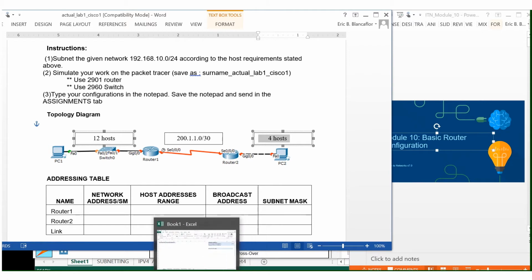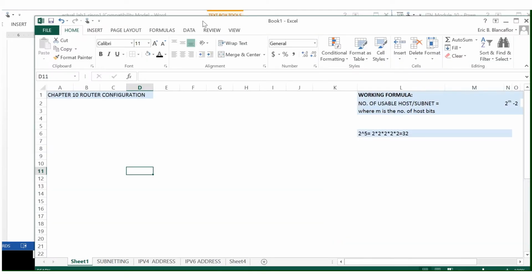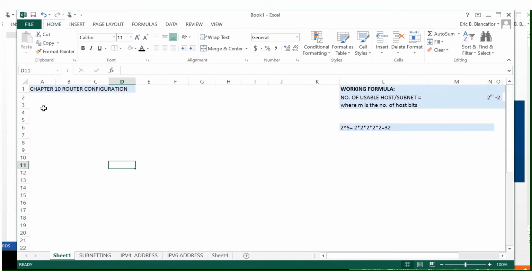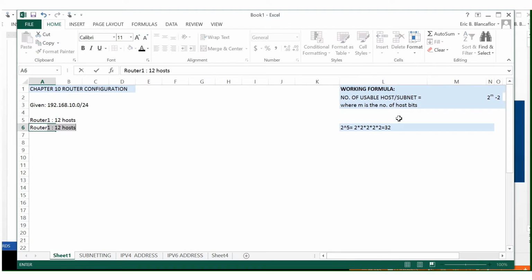So I'll have my work area here. Okay, Excel. Again, subnetting is discussed in Module 11. So let's start. We start with the given. So our given is 192.168.10.0/24. We are to subnet that based on the host requirement. Like in router 1, it needs 12 hosts. And then in router 2, it needs 4 hosts.